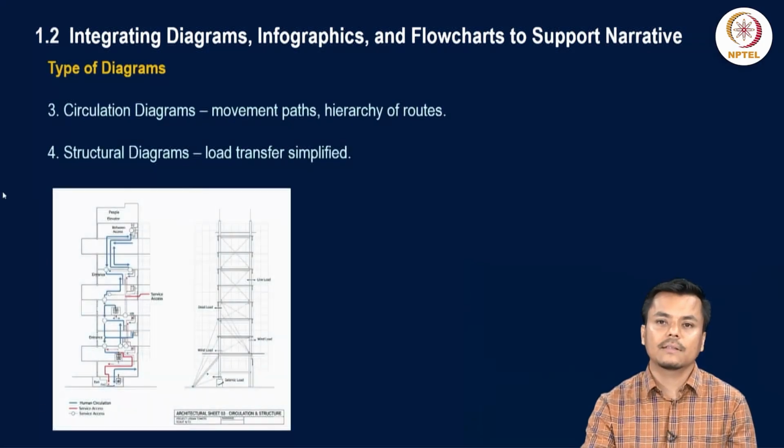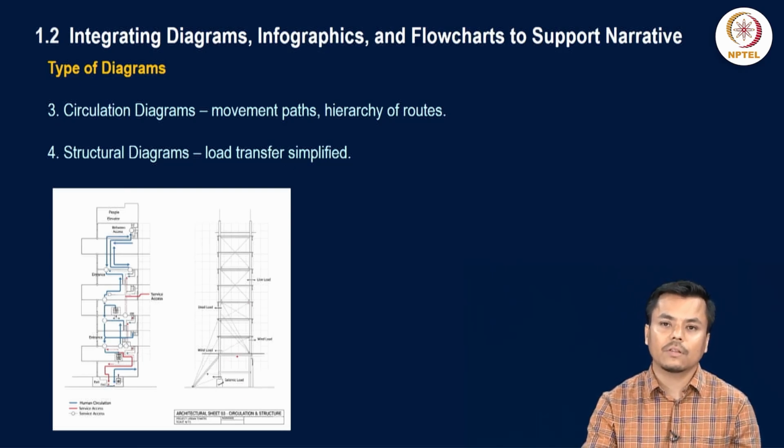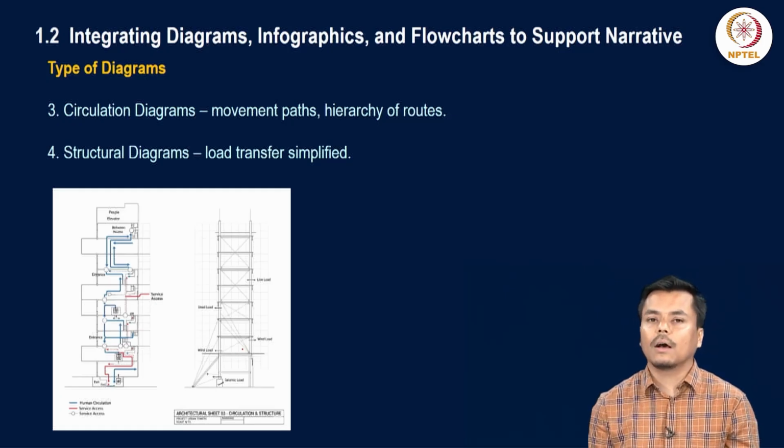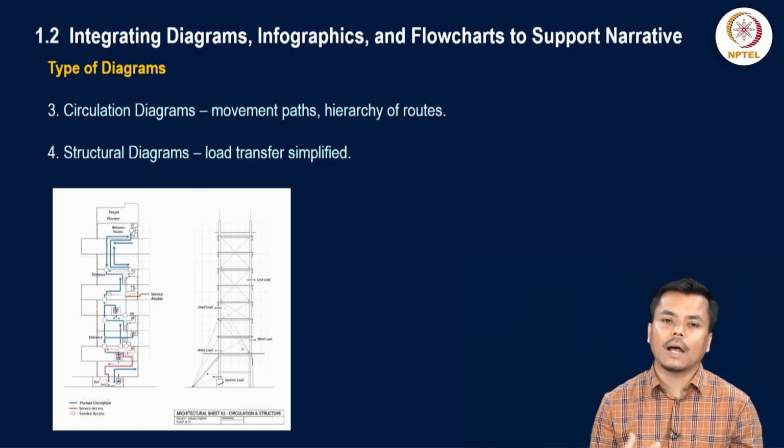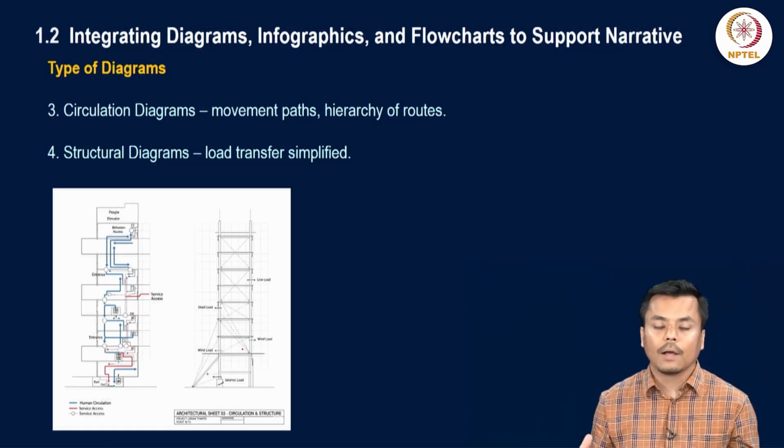Next is the circulation diagram, which represents the movement that we have discussed earlier, the vehicular movement as well as the pedestrian movement within the site. That is showcased through the circulation diagram. Next is the structural diagram. The load transfer happening within the site is represented through the structural diagram. The drawings it includes are the column layout, how the beam and slab are designed within the site, and all the technical drawings related to the plinth beam or even the foundation.